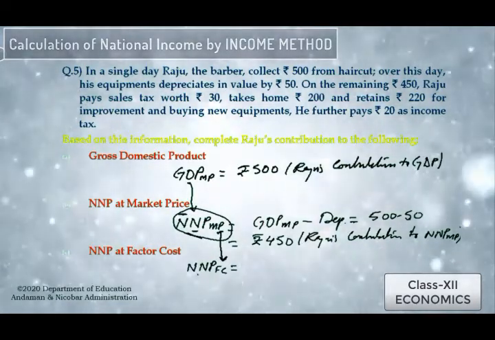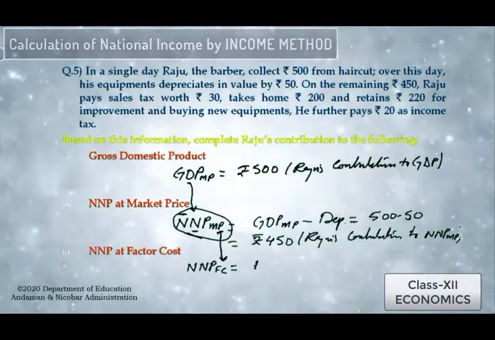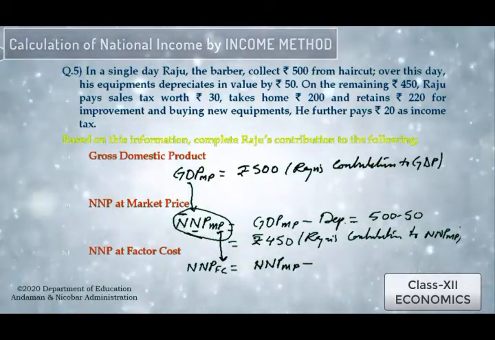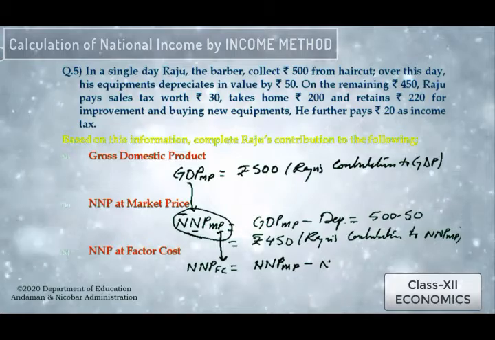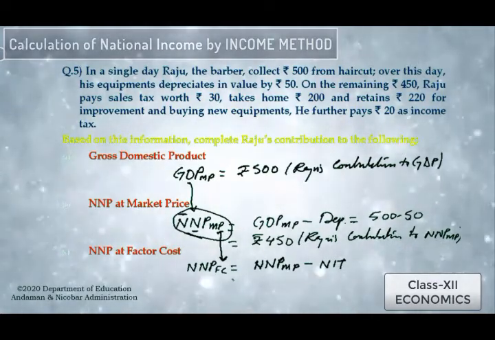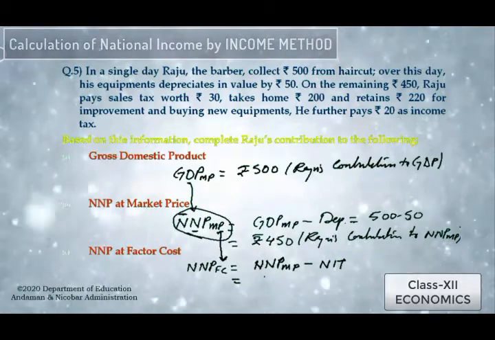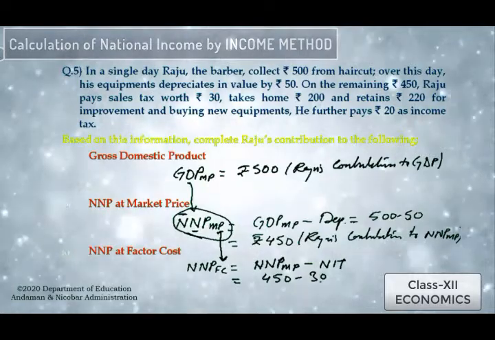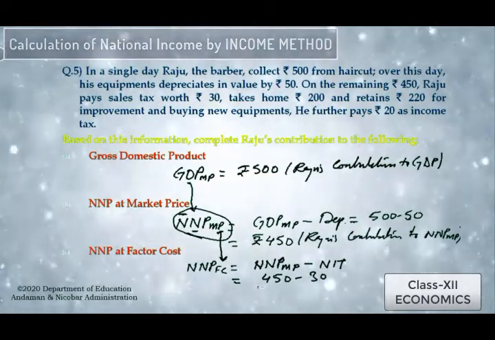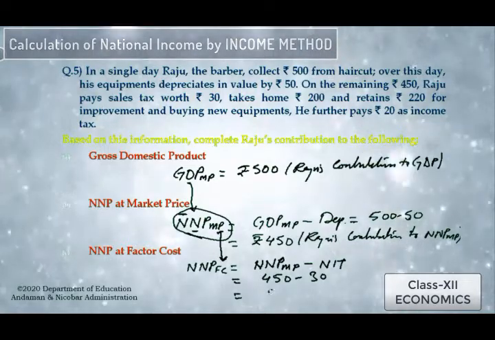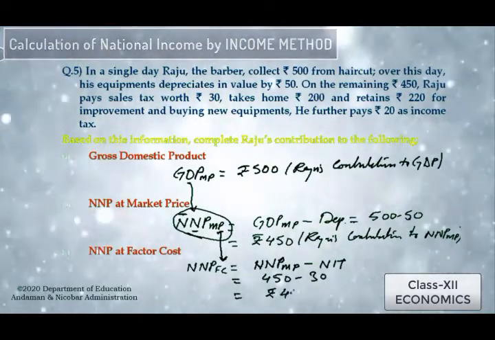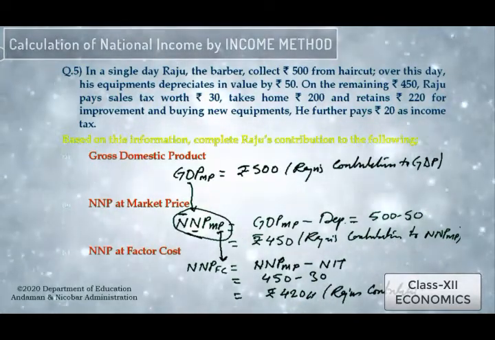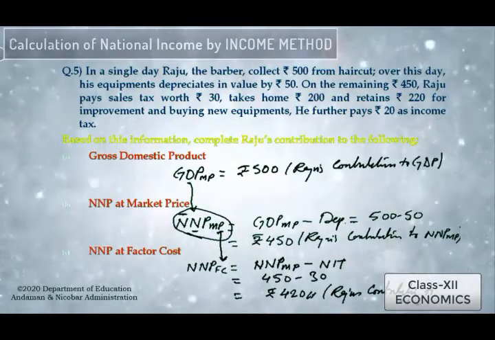So when we want to get the value of NNP at factor cost, that can be calculated from the value of NNP at market price. So how can it be calculated? By subtracting the value of NIT, that is net indirect tax, or the indirect tax paid by Raju. So we have NNP at market price as 450 rupees minus rupees 30 as the tax paid by Raju. So at last we get the value of NNP at factor cost as rupees 420 as Raju's contribution to the national income.